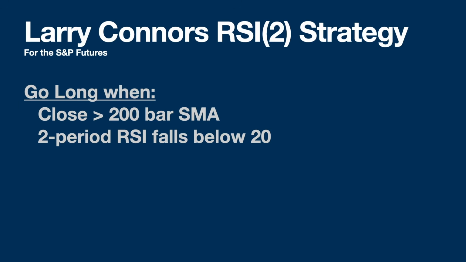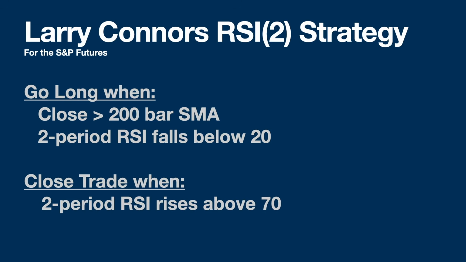So we're in a bull market. We're looking for a pullback as defined by the RSI, and we are going to go long. We're going to close that trade when that 2-period RSI rises above 70. All right, please notice this doesn't have any stops. We're just coding this up as is in Larry's book.